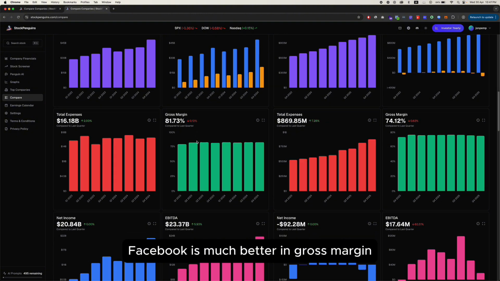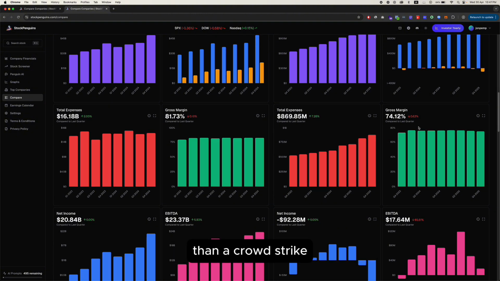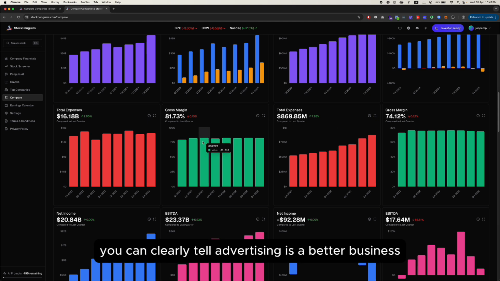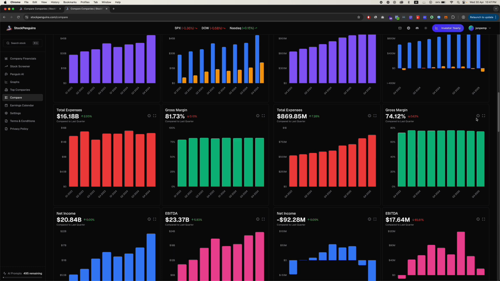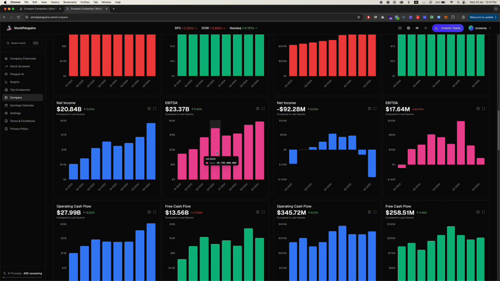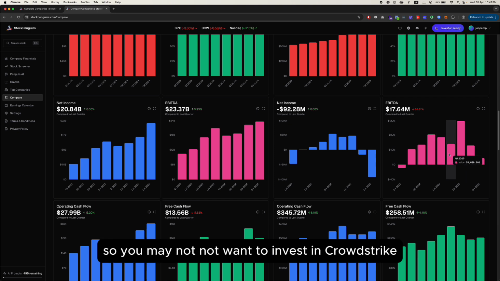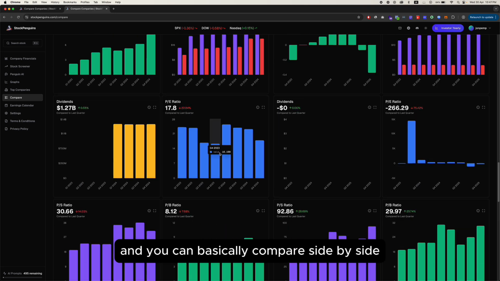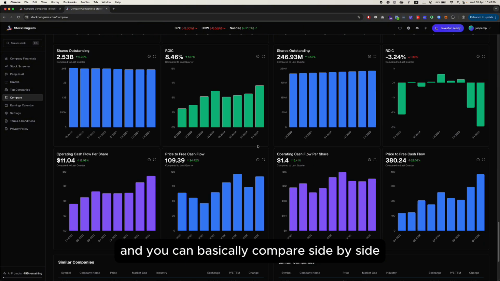You can see Facebook is much better in gross margin than CrowdStrike, even though both of them are technology companies. So you can clearly tell advertising is a better or more profitable business than a cybersecurity SaaS. The EBITDA over here as well, Facebook is climbing steadily versus CrowdStrike over here is very, very choppy. So you may not want to invest in CrowdStrike purely because Facebook could potentially be a safer play for you. So you can go down the list and compare side by side.